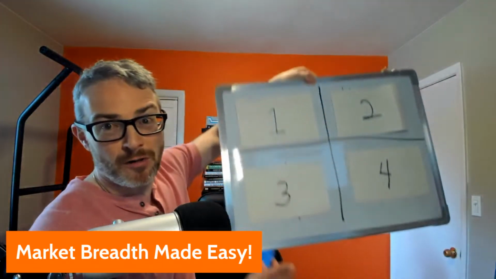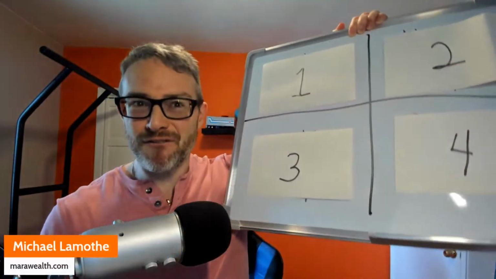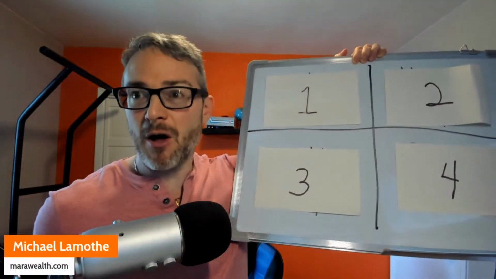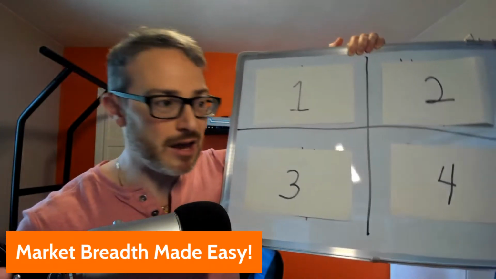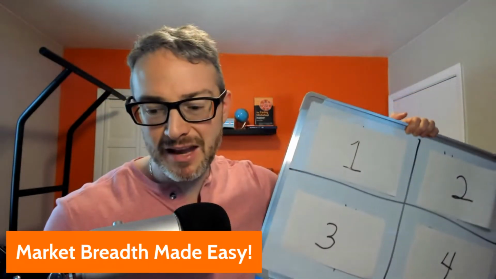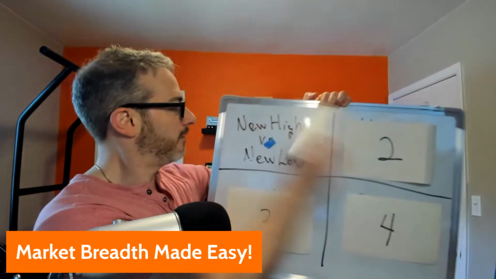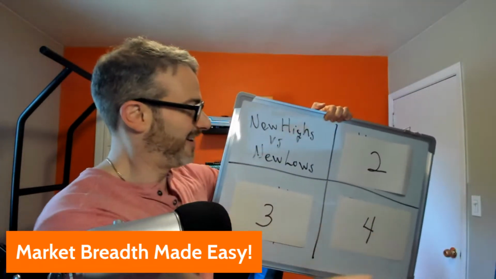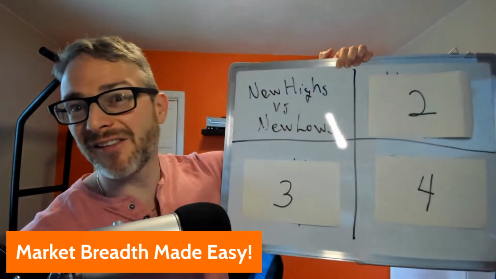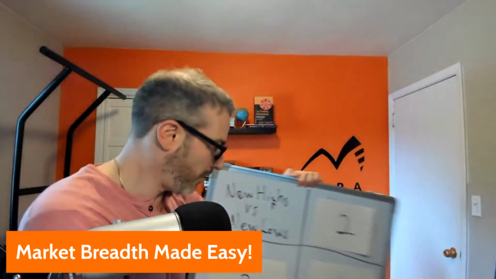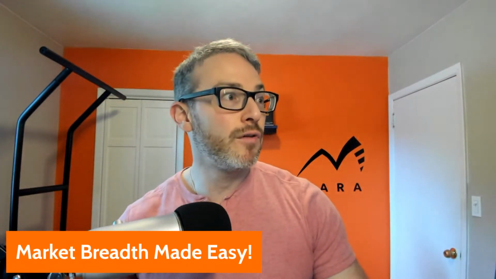Here are a few things that will be helpful for you, and I actually wrote them all on this board here. So we're going to have some fun today. We have four main things that will help you understand market breadth, and not only make it easier, but make it more meaningful for you. Number one: new highs versus new lows. Let's take a look at the number of stocks making new highs versus new lows.